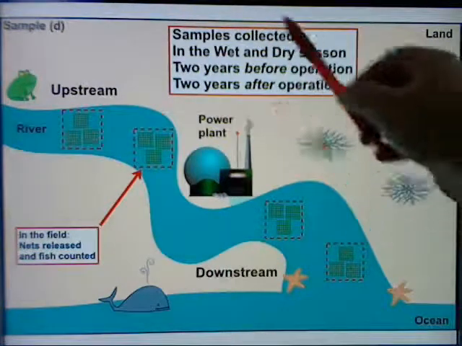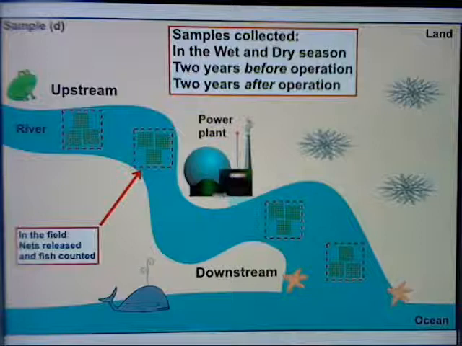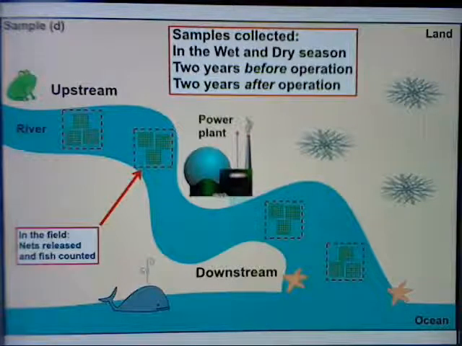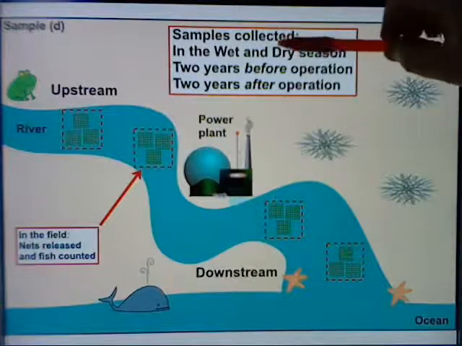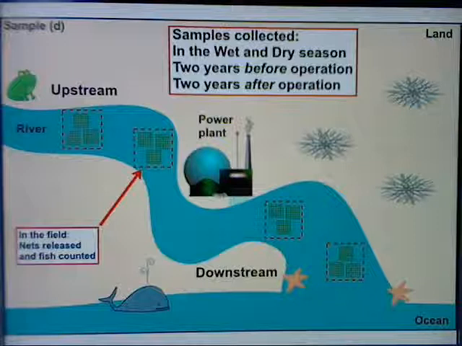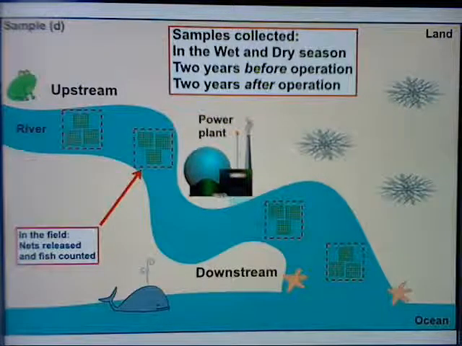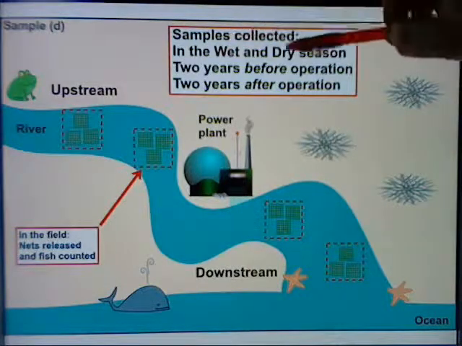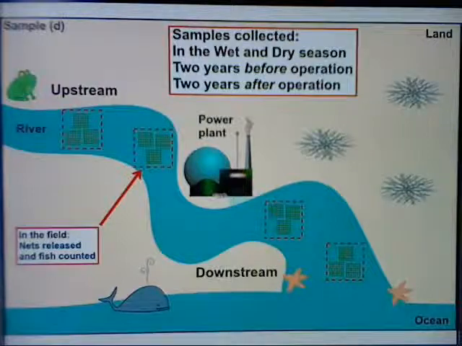Then we've got temporal factors in here because samples are collected in the wet season and dry season, 2 years before the plant starts operating and 2 years after. So that actually breaks down into 3 temporal factors there. The first of those is similar to the last example. We've got samples before and after. The second of those is probably fairly obvious. It's season, because samples are collected in the wet season and in the dry season. And the third temporal factor is year, because there's 2 years sampled before and 2 years sampled after.